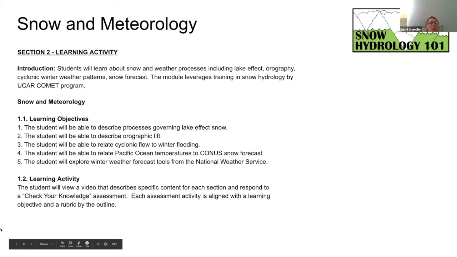So the next section is snow and meteorology, and we have another set of learning objectives, including processes governing lake effect snow, orographic lift, and cyclonic flow, so that's like weather bombs. Understand how the Pacific Ocean and the eastern flow or western flow then gives rise to weather bombs, and also the El Nino and La Nina phenomena.